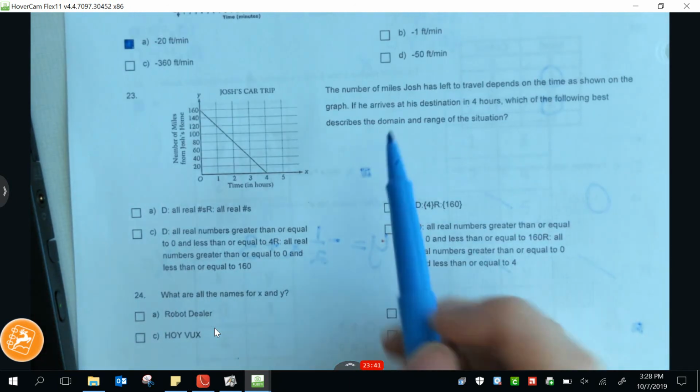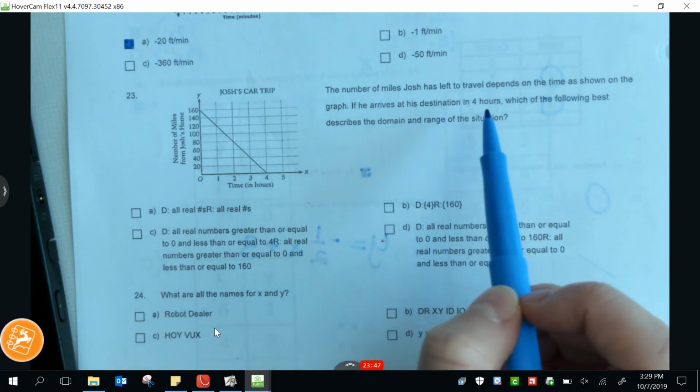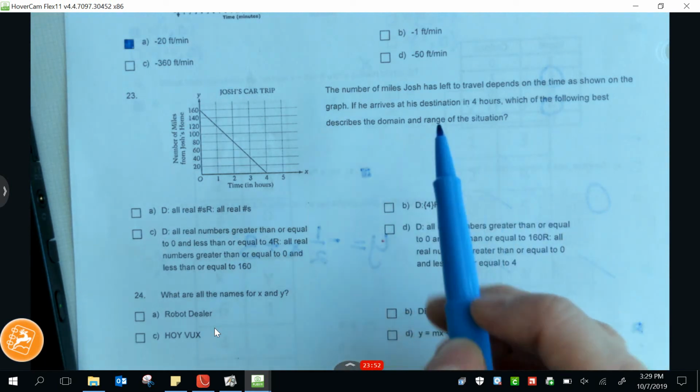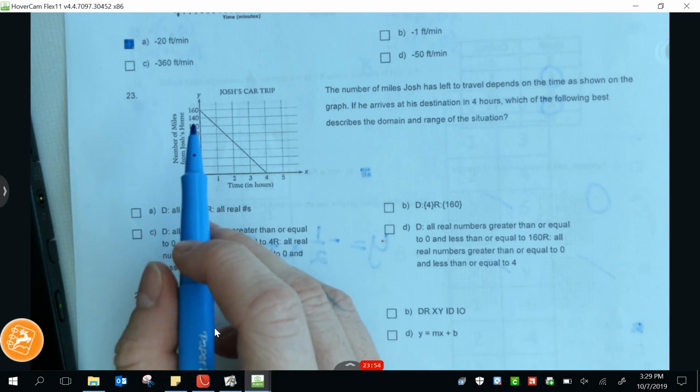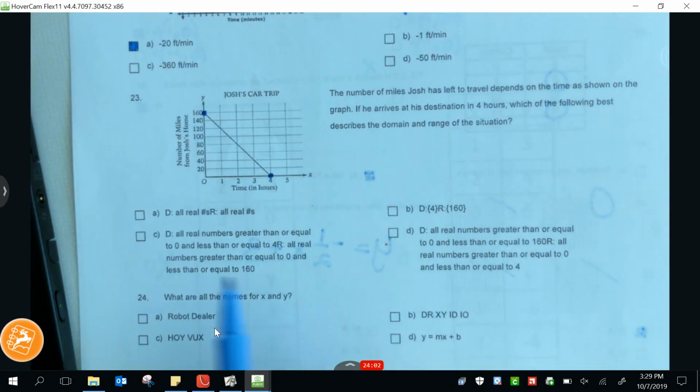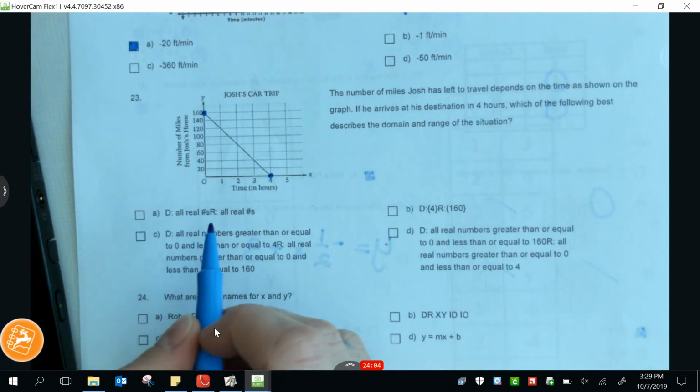Two more. The number of miles Josh has left to travel depends on the time as shown on the graph. If he arrives at his destination in 4 hours, which of the following best describes the domain and range? Okay, so there's no arrows on either side of this. So there is a stopping point. Stops there and there.